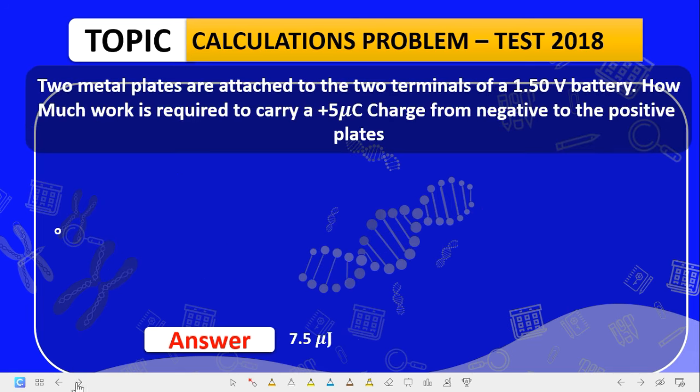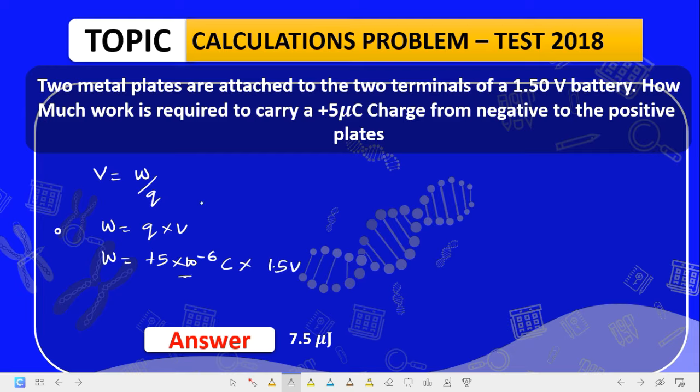Let's take the next. Two metal plates are attached to the two terminals of a 1.5 volt battery. How much work is required to carry a plus 5 microcoulomb charge from the negative to the positive plate? Now, the voltage or the potential difference, we said, is the work done over the charge. So work done will be equal to the charge times voltage. What was the charge given to you? Plus 5 times 10 raised to the power of minus 6 coulomb, times the voltage. The voltage is 1.5 volt.